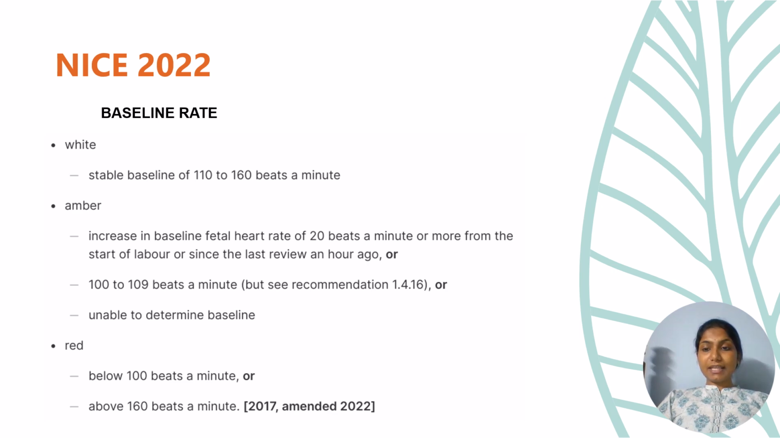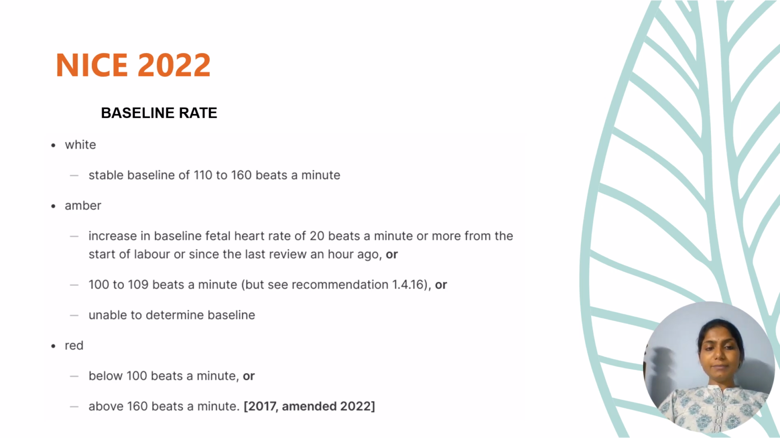White is if there is a stable baseline between 110 to 160. What is amber? There is an increase in the basal fetal heart rate by 20 beats per minute or more from the start of labor or since the last review an hour ago. The second characteristic in amber is 100 to 109 beats per minute. And if there is no stable baseline for at least 2 minutes, then we are not able to determine the baseline.